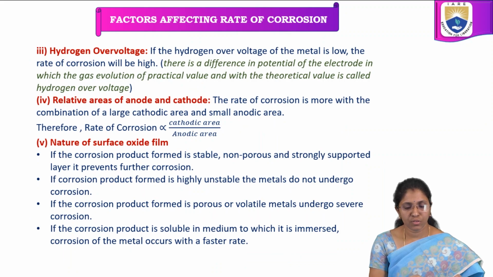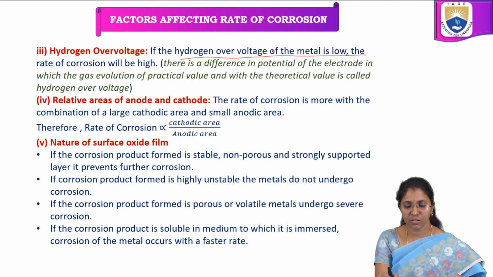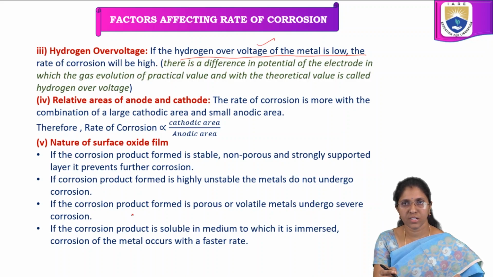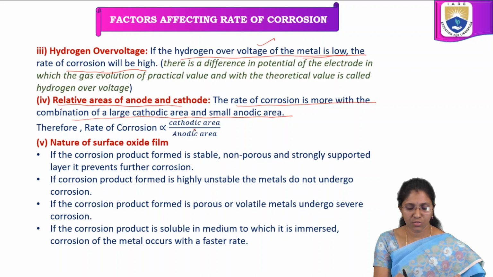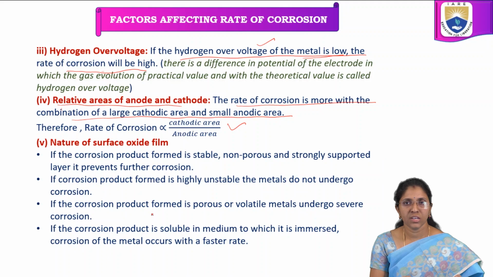The next one is hydrogen overvoltage. If the hydrogen overvoltage of the metal is low, the rate of corrosion will be high. Then it depends on the relative areas of anode and cathode. The rate of corrosion is more with the combination of a large cathodic area and a small anodic area. The rate of corrosion is directly proportional to the cathodic area divided by the anodic area. So if the cathodic area is large and the anodic area is small, the rate of corrosion increases.